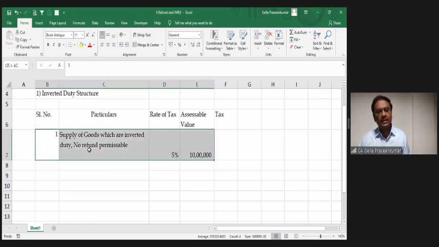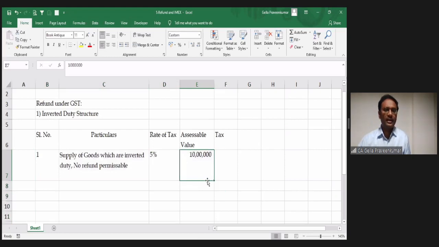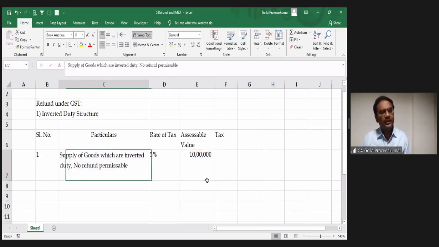The government says, though this particular supply is at an inverted duty structure, refund is not permissible. I'll give an example for you to understand this provision. Textile is one industry where Government of India says generally the rate of tax applicable for textile is 5%. The government says if you are into the business of manufacturing of textile, then though you have an inverted duty structure, you are not entitled to file a refund application under Section 54.